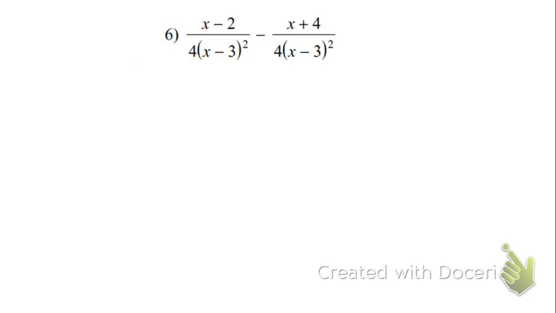All right, next up, top, we're subtracting. So I have x minus 2 minus this whole thing, x plus 4. It's all over 4. Then I have x minus 3 quantity squared.